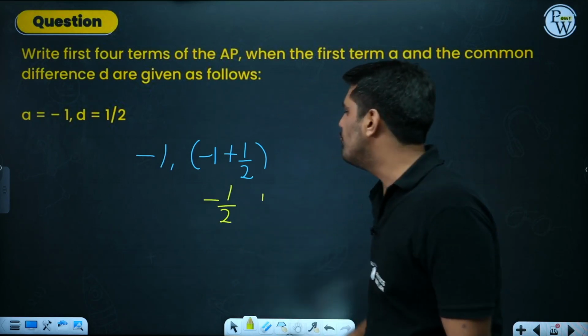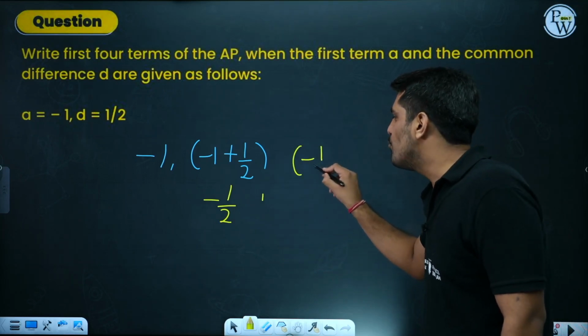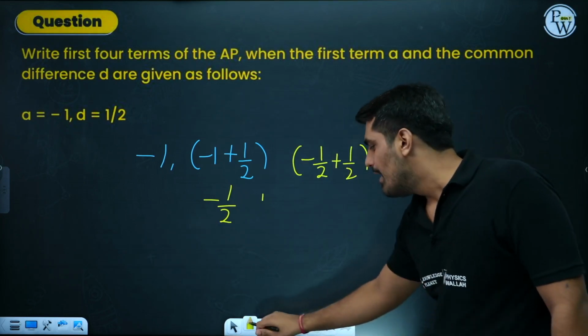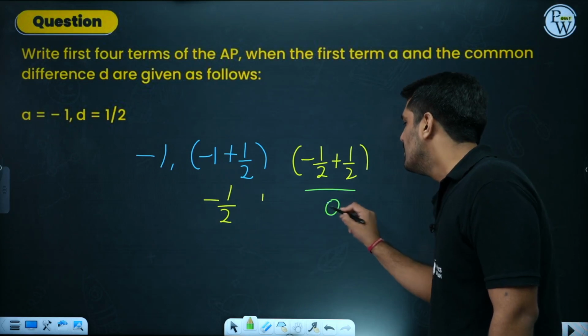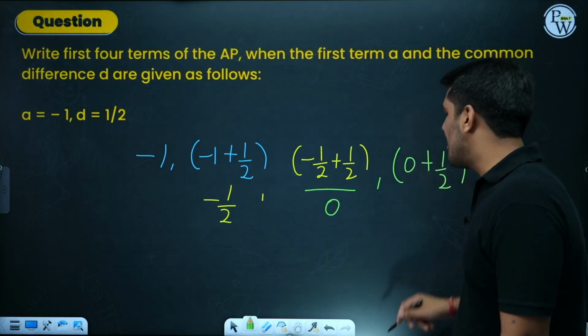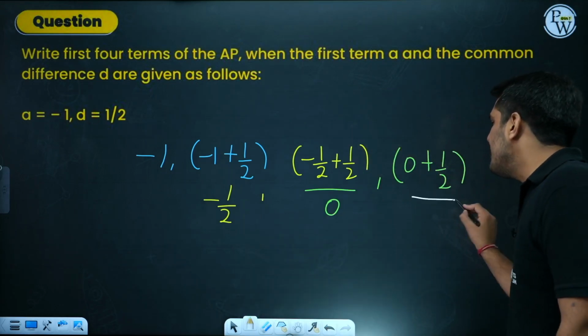Now, in the next term, what will happen? Again, I will have minus 1 by 2 plus 1 by 2. So, what will be the answer in this case? The final answer over here will be 0. So, in the next term, I will add 1 by 2. 0 plus 1 by 2. The final answer in that case would be plus 1 by 2.